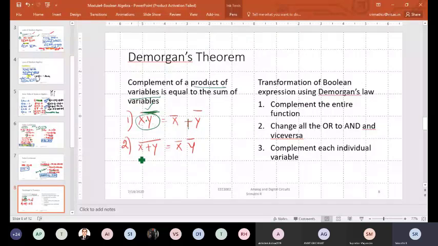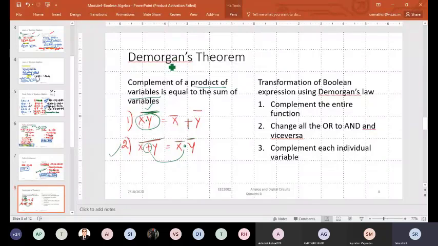Similarly, look at the second equation. This is x plus y. On the right hand side I have to make it a product, and the whole complement I have to break and write as individual complements. This is De Morgan's law. How to transform a Boolean expression using De Morgan's laws? These steps we need to follow.